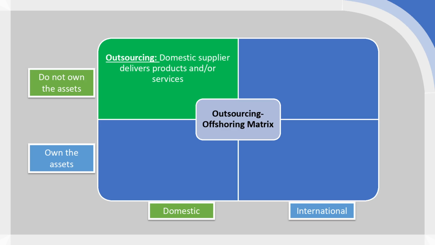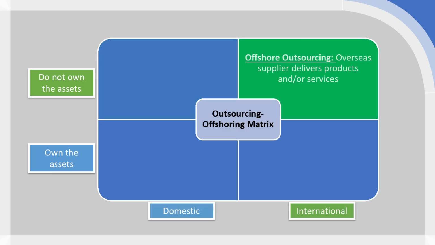If we were to still not own the assets, but actually the activity or business function is performed outside of our normal country of origin or country of operation, then this would be offshore outsourcing. So we would be outsourcing the activity because it's being performed by a third party, but it would still be offshore because it's not within our usual country of operation. So it would be both offshoring and outsourcing. So it would be offshore outsourcing.